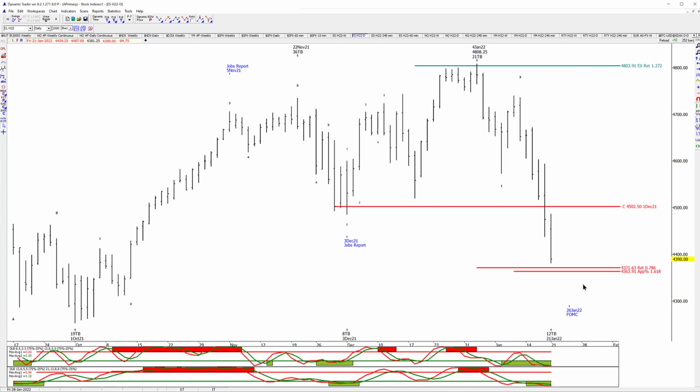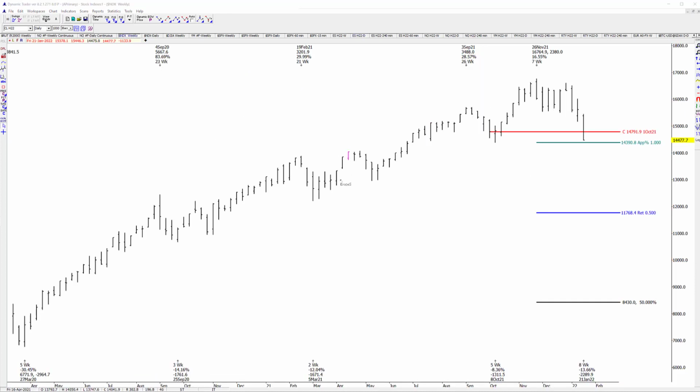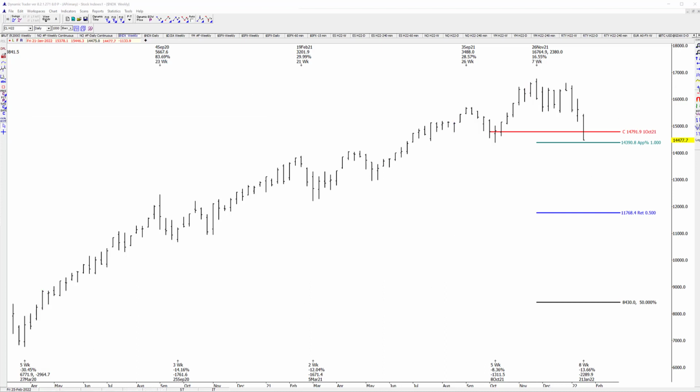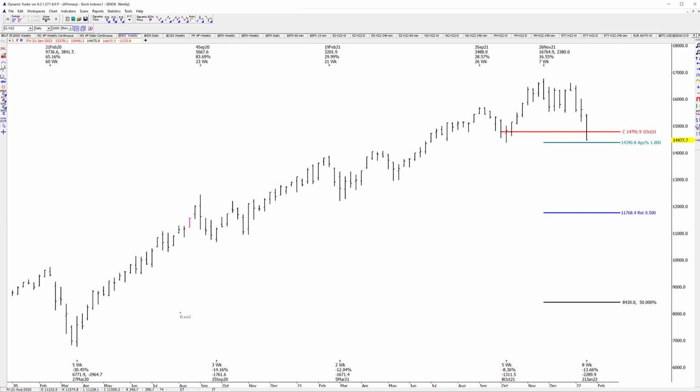Now let me show you one more thing, and it's really important also, and it's in the Nasdaq. So this is the Nasdaq weekly data. It's the cash index coming up from the March 2020 low, the last very significant low. We had about a 30% decline into that low from the high just a few weeks before in February.